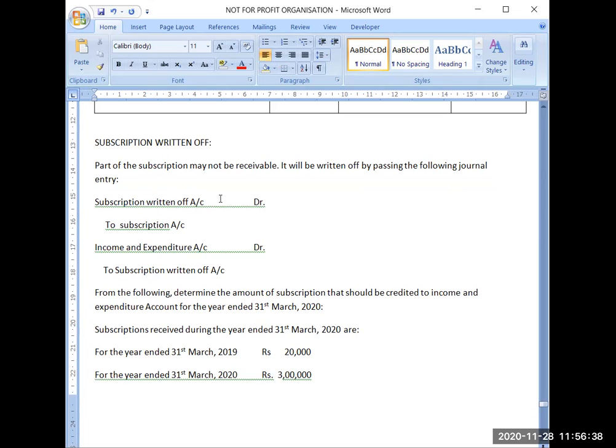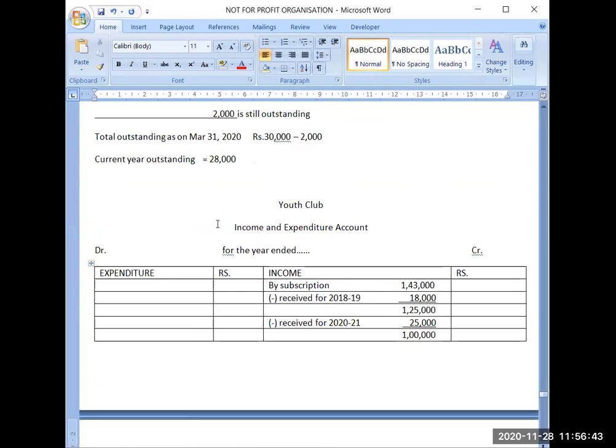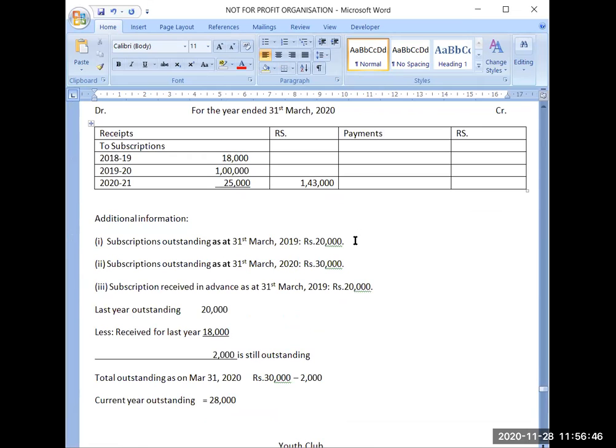And for that, we will be doing this entry, subscription written off account debit to subscription account. So suppose in this question we take that last year rupees 20,000 was the outstanding subscription, and the question says that 2,000 rupees will be written off because now it will not be able to recover. It is just like bad debts, but because it is not a profit earning entity, it is not any amount of credit given to anyone. That's why it can't be said technically bad debts. Otherwise, subscription written off is of the nature of bad debts.